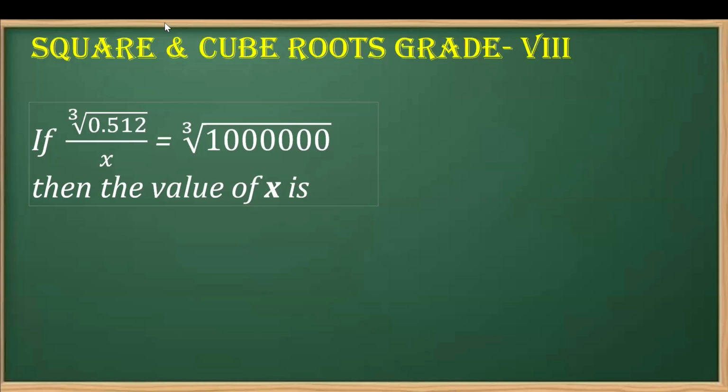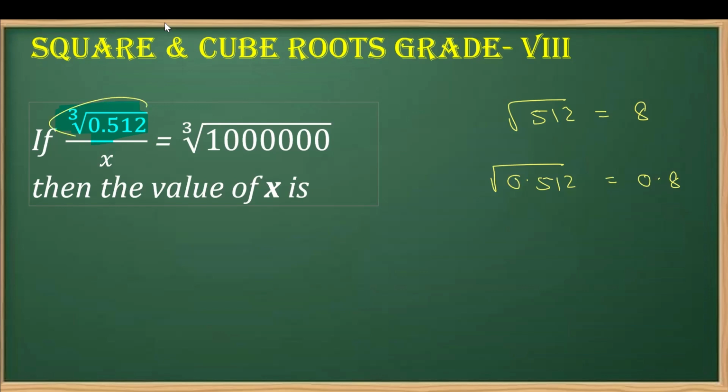Now in this question from the cube root, it says if cube root of 0.512 over x is equal to cube root of 1 followed by 6 zeros, then what is the value of x? So what we are going to do is to simplify the left hand side. In the numerator, we have to get the cube root of 0.512. First of all, you have to get the cube root of 512, which is 8. And you know that for every 3 decimal places, there will be 1 decimal in the cube root. So we realize that 0.512 can be written as 0.8.